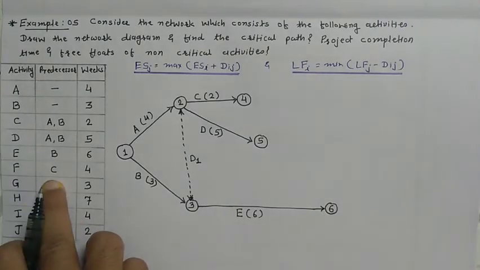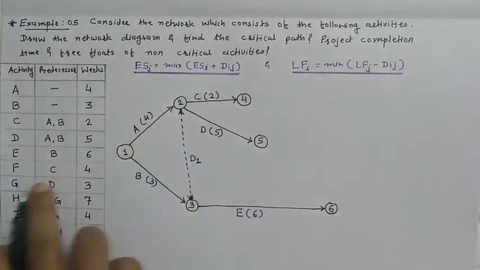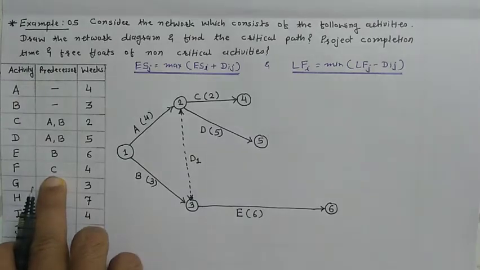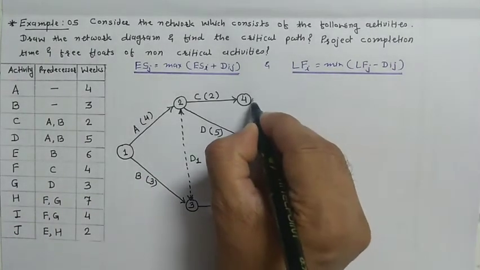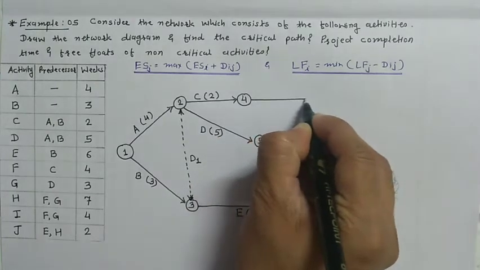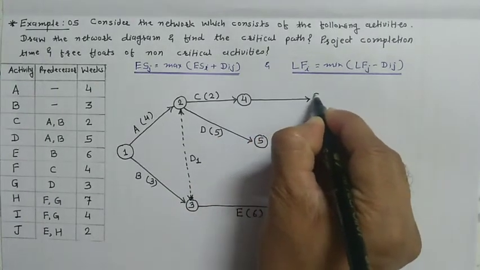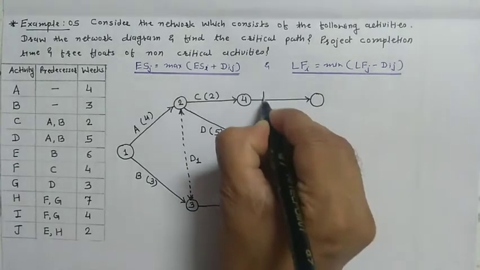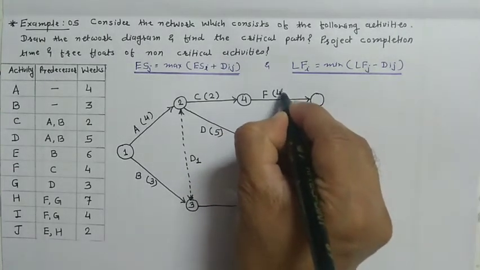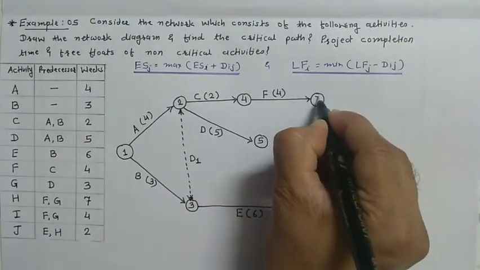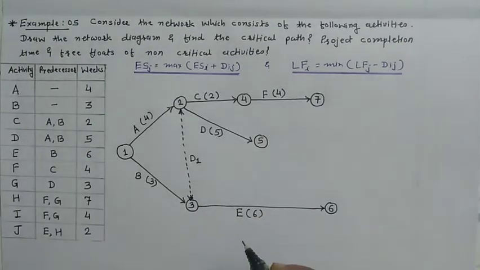Now activity F can be started when activity C is finished. The predecessor is C, so here I will start activity F. This is activity F, the duration is 4 weeks and this is event number 7.